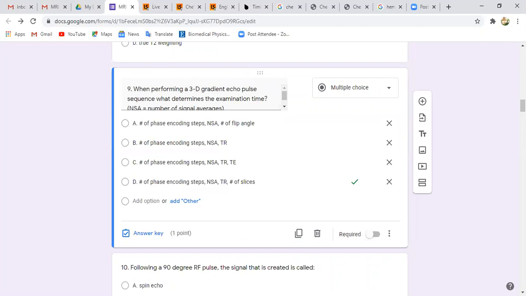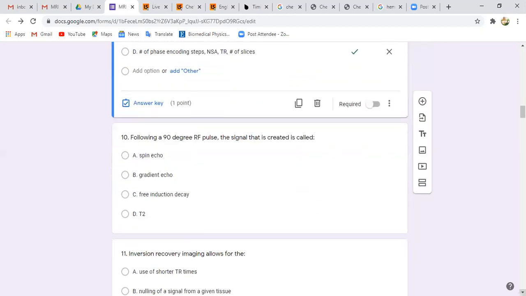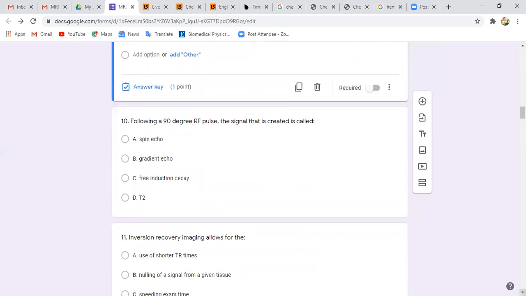Thank you. Following a 90 degree RF pulse, the signal created is what? What's the name of the signal created after a 90-degree radio frequency pulse? This one wasn't straightforward, sir, because after the 90-degree pulse, nothing was said about it again. Is it free induction decay or can it be T2? Well, I'm not sure, sir.